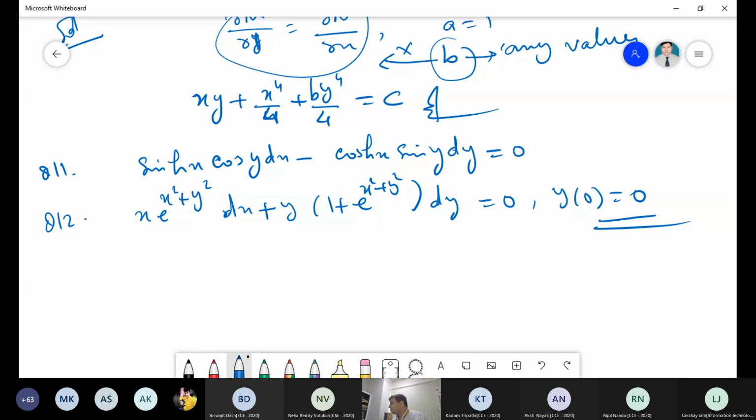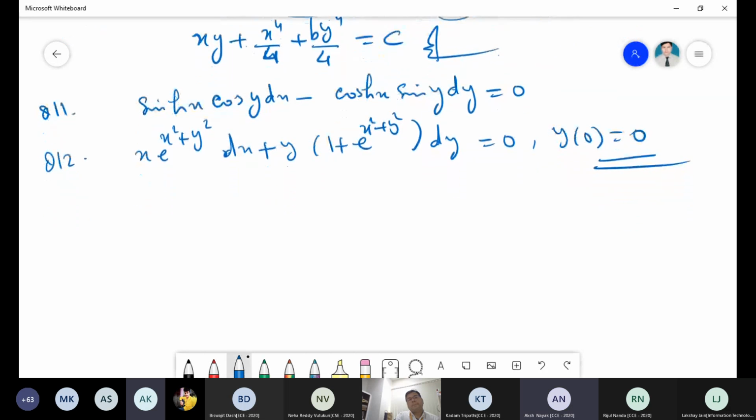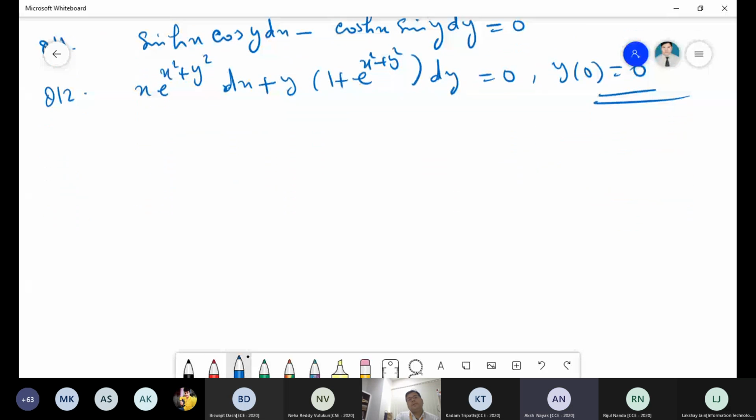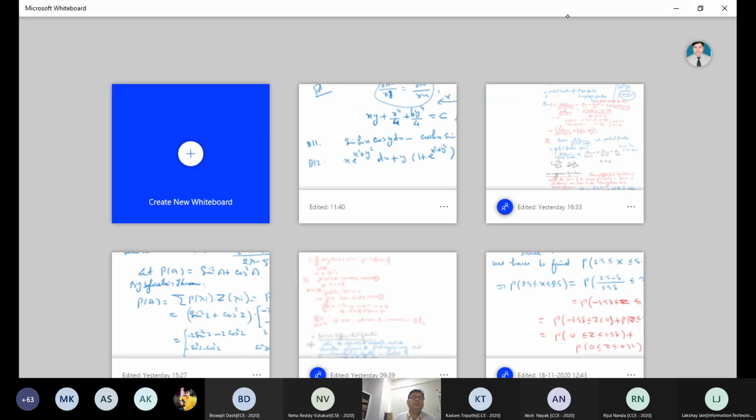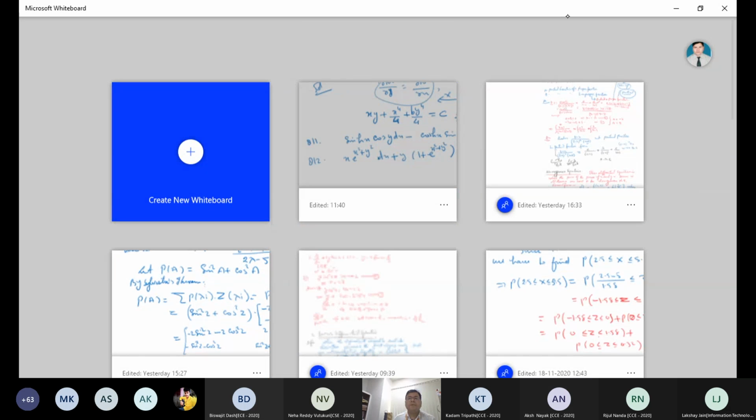So coming to the non-exact form of the equation, tomorrow we'll start about non-exactness. What is non-exact and how do we reduce it into the exact form? Noted question numbers 11 and 12? Yes, okay. Fine, I'm going to use another, new sheet for non-exactness. 1 minute.